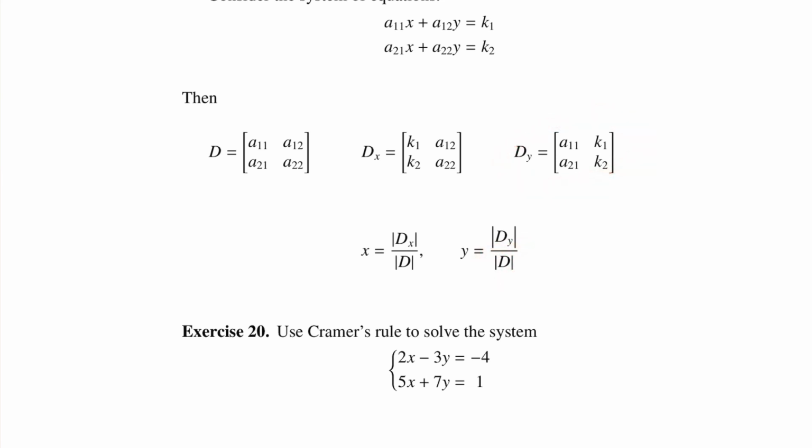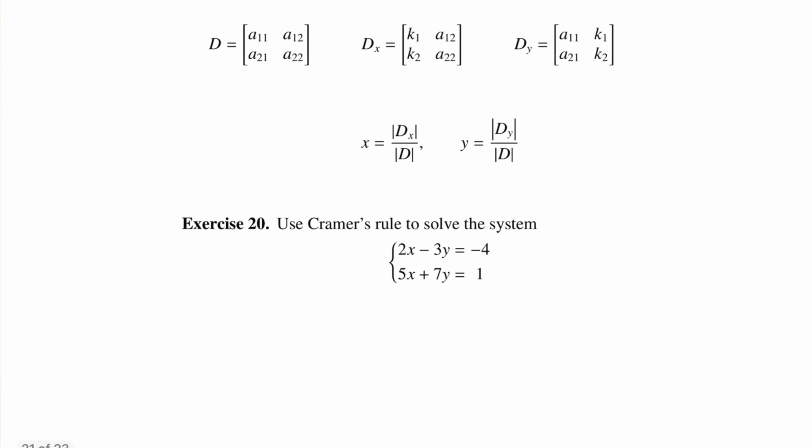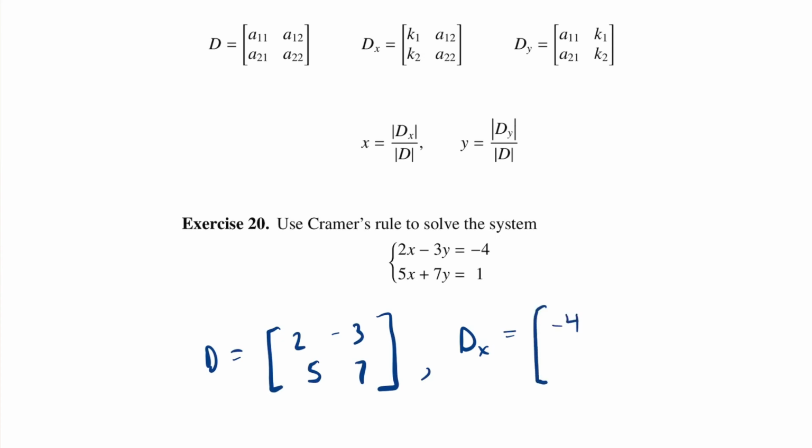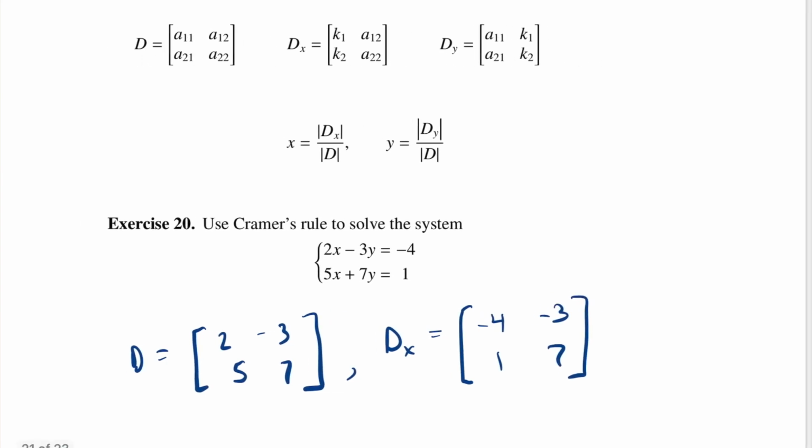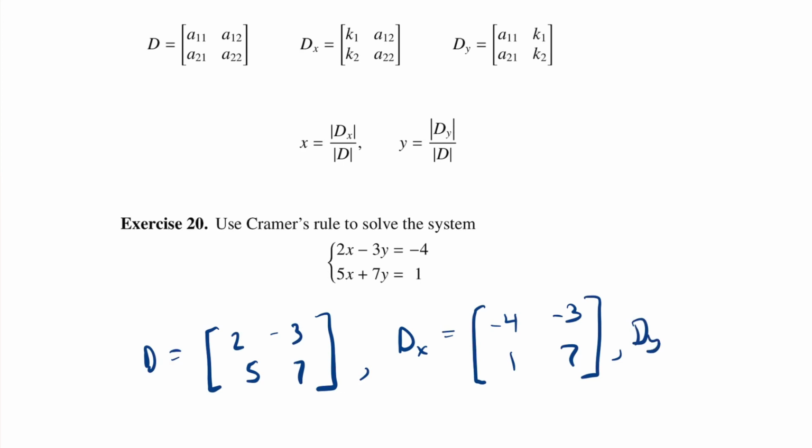So let's apply this rule. Let's first set up our three matrices. D is going to be 2, -3, 5, 7. D sub x is where you replace the x column with the constants, and the y column stays the same. And then finally we have D sub y, and that's where we replace the y column with the constants, and the x column stays the same.